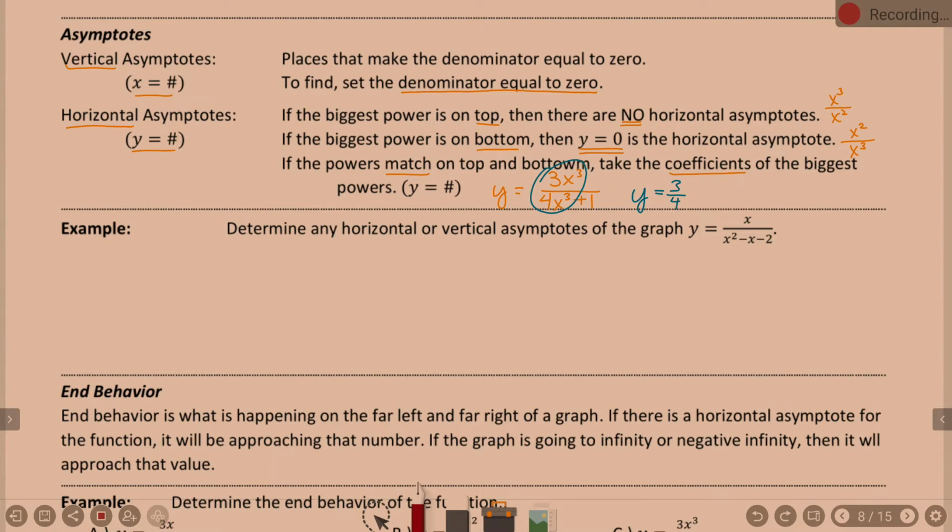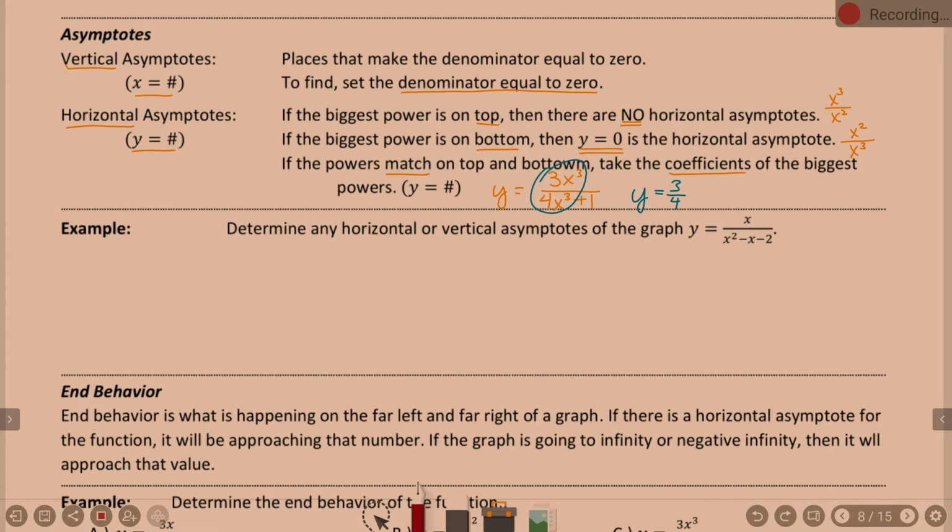We left off talking about vertical and horizontal asymptotes, right? With vertical and horizontal asymptotes, we talked about our rules yesterday. Vertical asymptotes, we set the denominator equal to 0. As long as that factor doesn't cancel, it's a vertical asymptote as opposed to a hole. Horizontal asymptotes have to do with where your larger power is: bottom, top, or are they the same? And then follow the rules there. So this example asks us to determine any horizontal or vertical asymptotes of this graph.